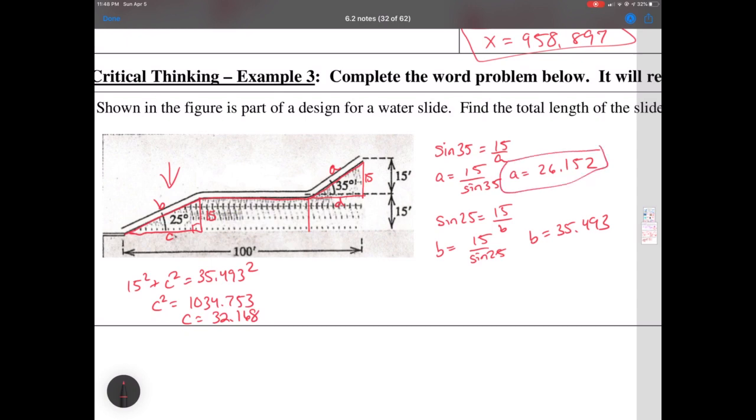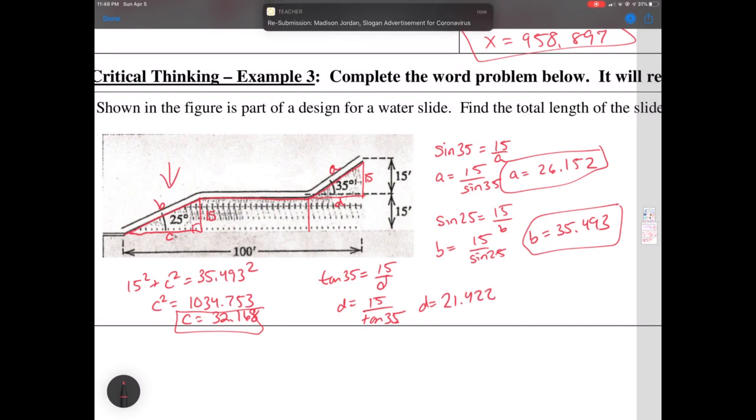So I've got A, I've got B, I've got C. Now let's find D. So we'll use trig to find out what D is. So that means the tangent of 35 equals 15 over D. So D equals 15 over tangent 35. So D equals 21.422.